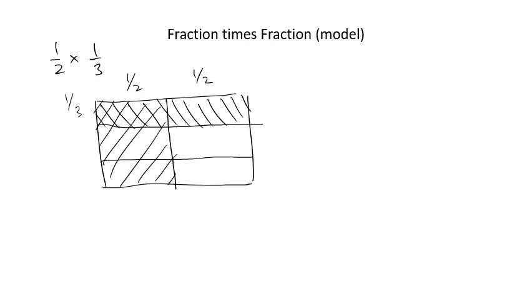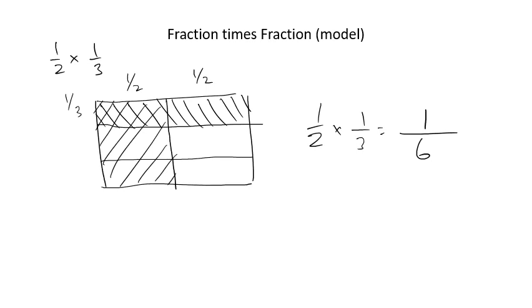So now we look at how many pieces there are total. And so we know that 1/2 times 1/3. Well, this whole thing is broken into sixths. And so this is my unit rectangle being broken up. And then how many are shaded by both? And so we get 1/6 for that.